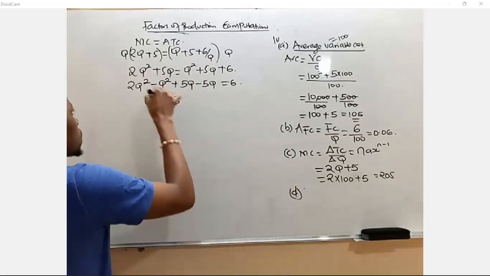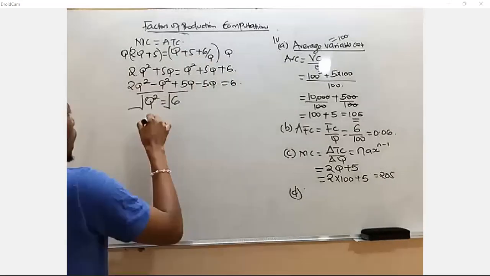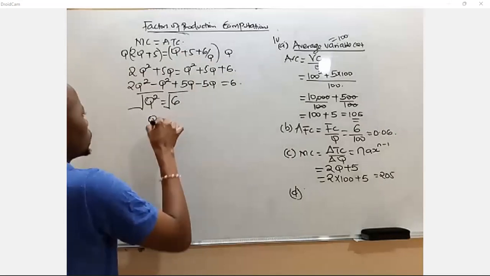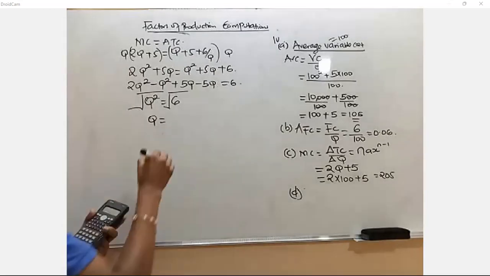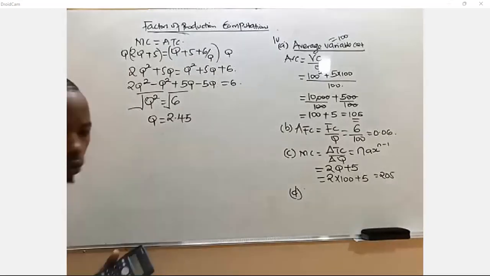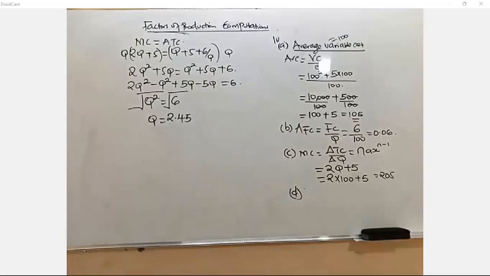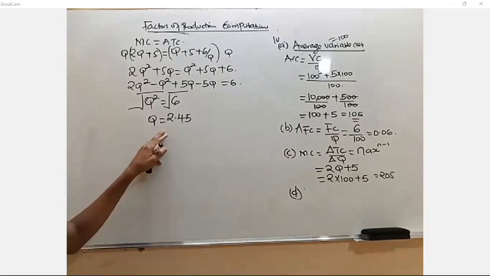We take the root to remove that power. Our q should be equal to how much? What is the root of 6? The root of 6 is 2.45. So the value of q which will minimize the cost in the short run should be 2.45.